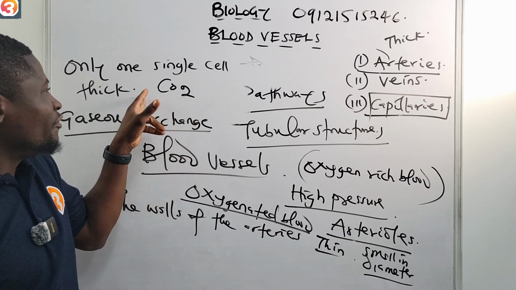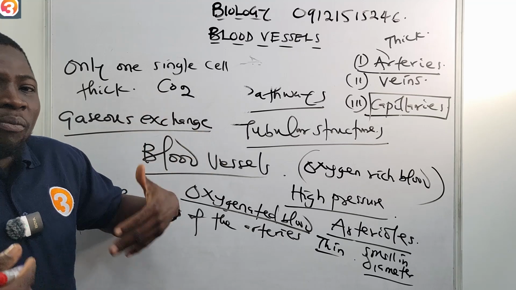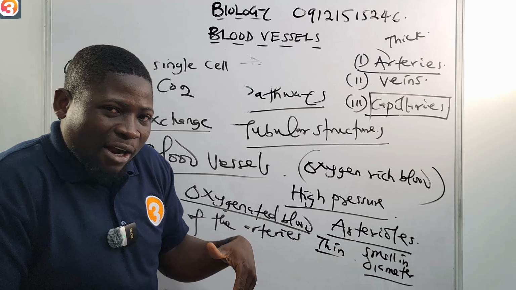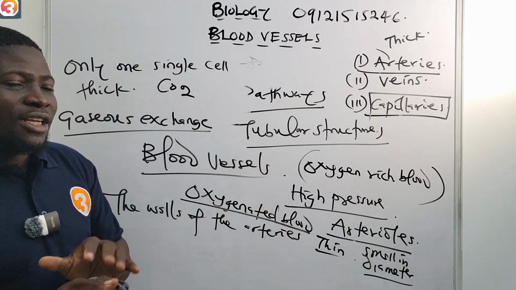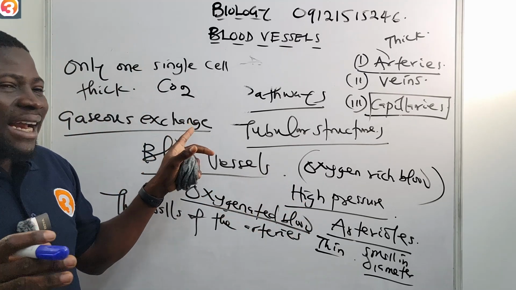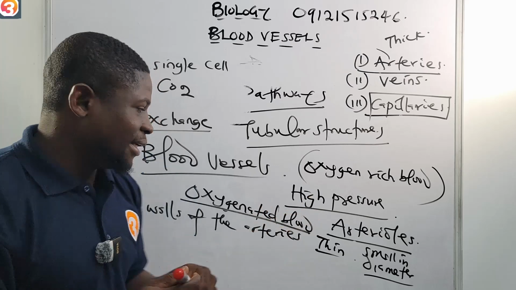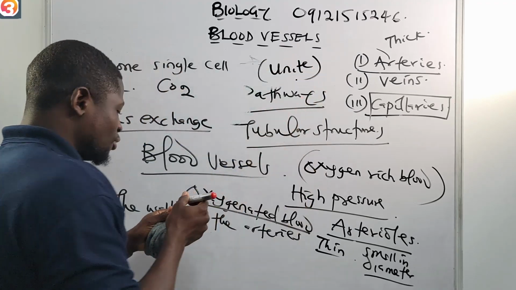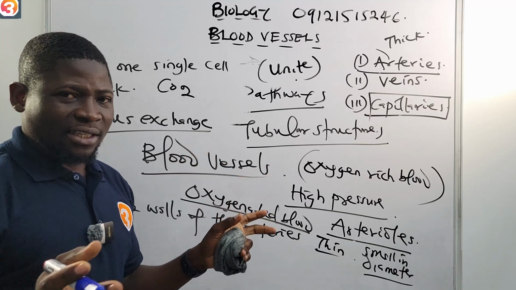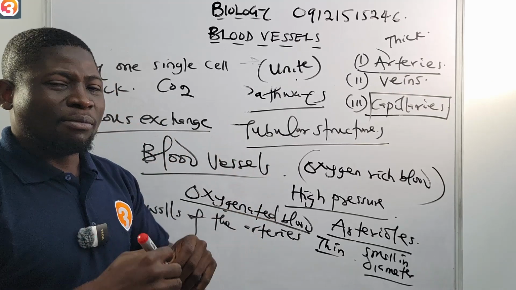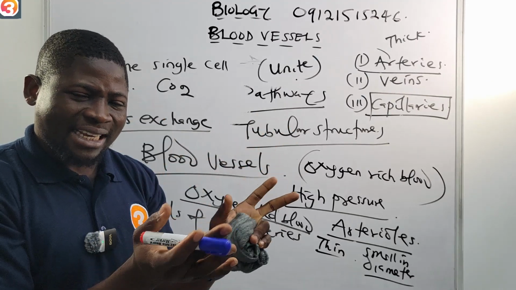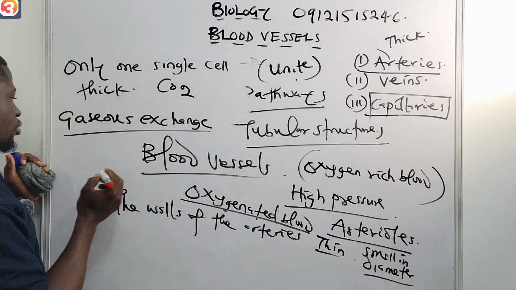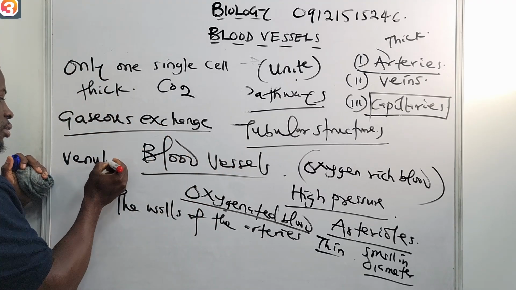Okay, so now there will be more CO2 in the blood vessel than oxygen. At this point, the capillaries begin to unite. It's like a story I'm telling you. As they unite, they begin to join, and then they form what we call venules.